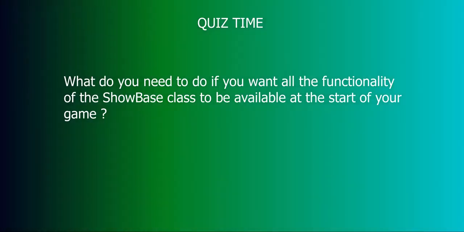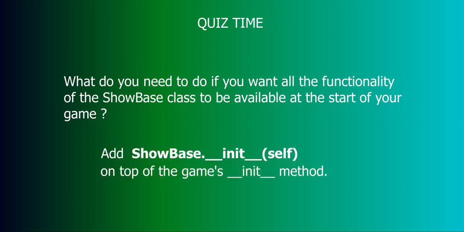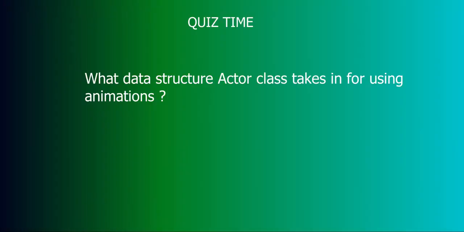What do you need to do if you want all the functionality of the ShowBase class to be available at the start of your game? And it's the ShowBase initializer. It's the ShowBase.__init__ method. What data structure does the Actor class take in for using animations? And it's a dictionary.